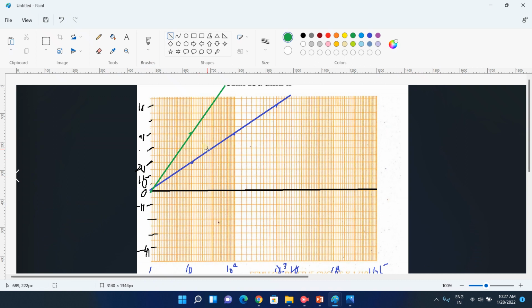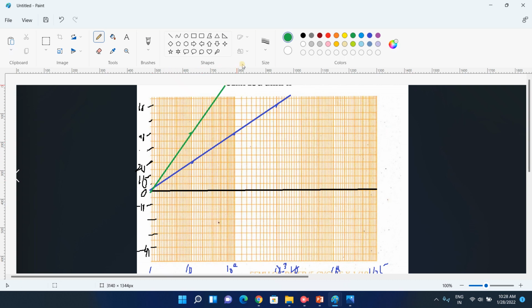Understood the difference? This is 40. The blue one is plus 20 dB per decade. Why? Because you are traveling 20 decibel for each decade. And the green one is 40 dB per decade, because you are traveling 40 decibel for each decade. Okay, it is not shown over. You cannot show it because the graph has limitation.